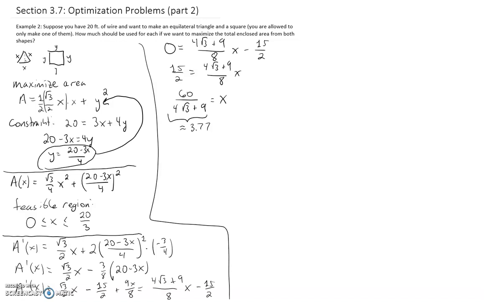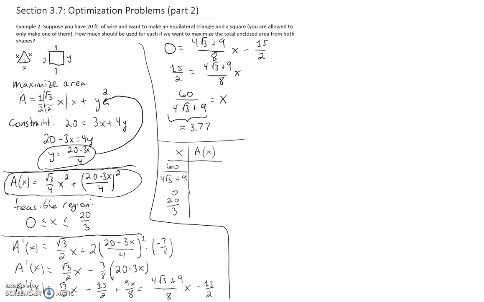Now that we've found our critical value, we would like to create that little chart where we have x and the area for each of these x values. Our first x will be our critical value of 60 divided by 4 times the square root of 3 plus 9. The next will be one of our endpoints, 0, and then we'll include the other endpoint, 20 divided by 3. So we plug each of these into our area formula. Make sure you're plugging it back into the original one. Don't plug these into the derivative.